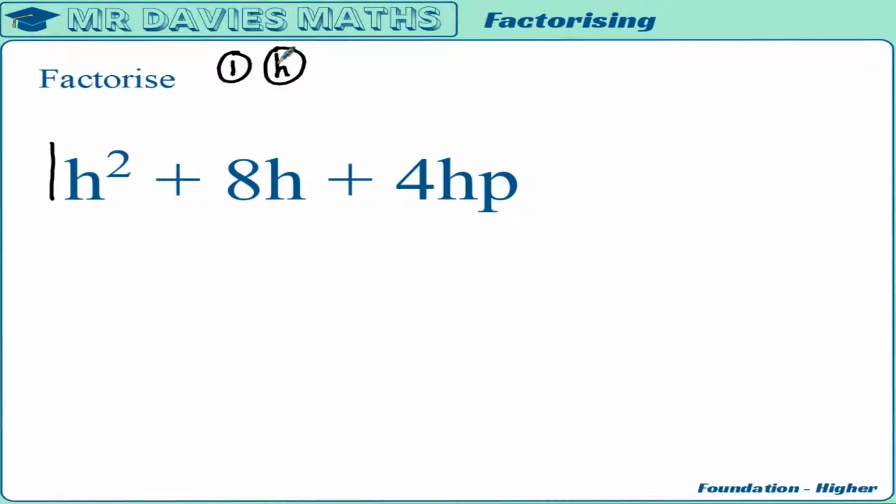So how would I make H squared starting with an H? Easy. H times by H. How would I make 8H starting with an H? That would be H times by 8.